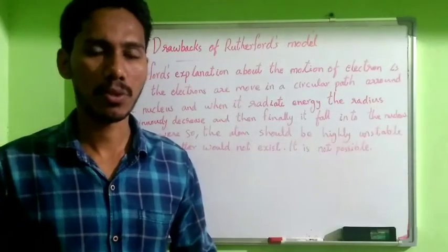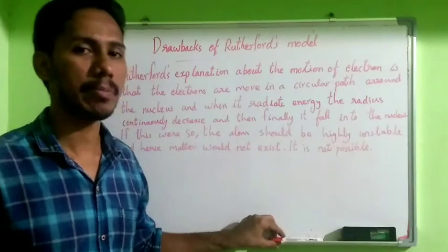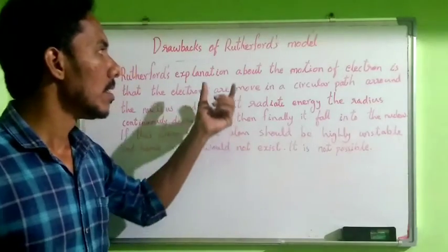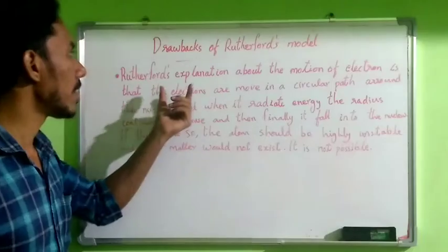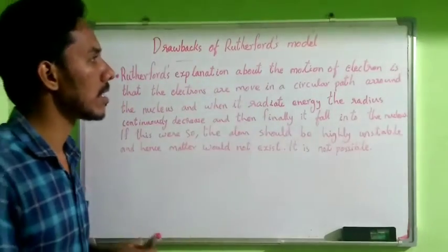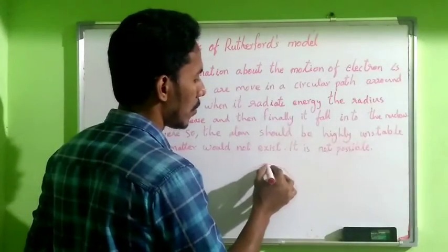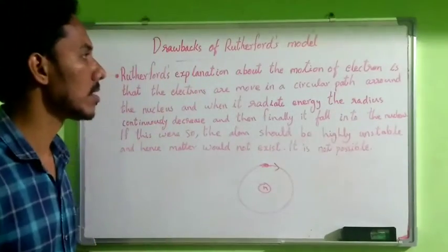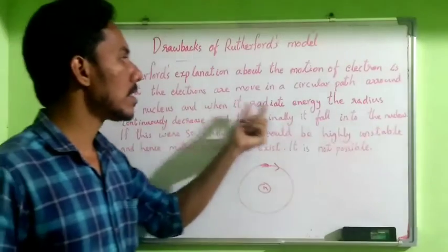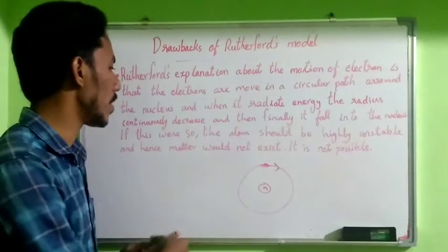Then the drawbacks of Rutherford's atom model. Rutherford explains a lot of things and it is important. His experiment is a famous experiment, but there is a drawback. Rutherford's explanation about the motion of electrons is that electrons are moving in a circular path around the nucleus, and when they radiate energy, the radius continuously decreases and then they finally fall into the nucleus.